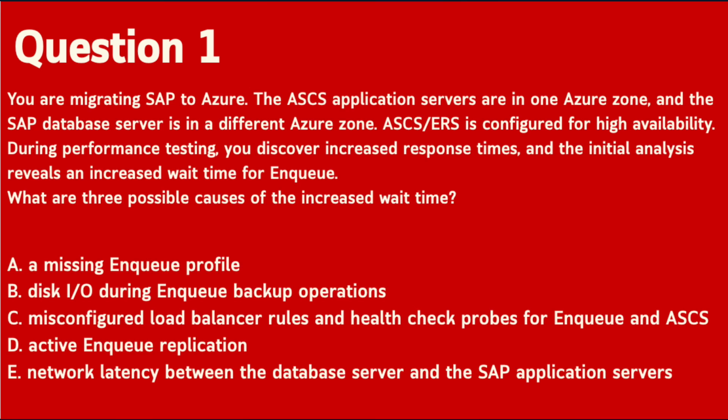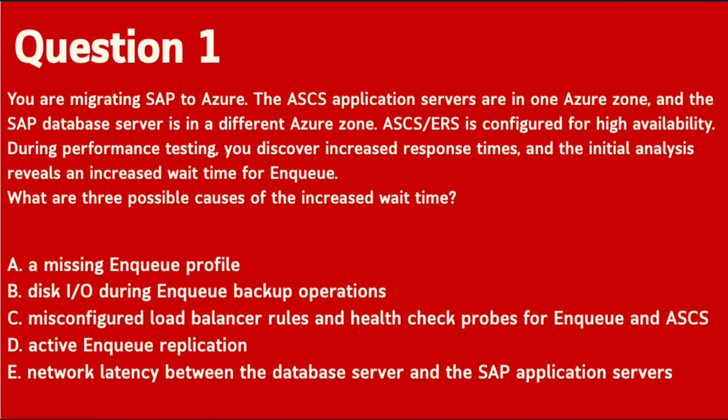Question 1. You're migrating SAP to Azure. The ASCS application server is in one Azure zone and the SAP database server is in a different Azure zone. ASCS or ERS is configured for high availability. During performance testing, you discover increased response time, and the initial analysis reveals an increased wait time for NQ. What are the 3 possible causes for increased wait time?